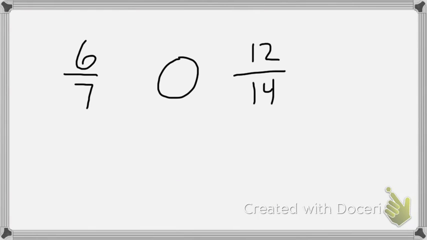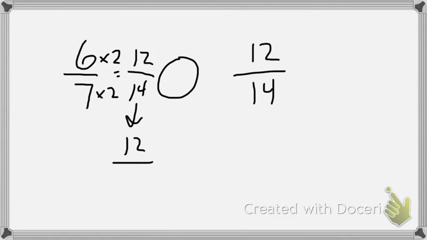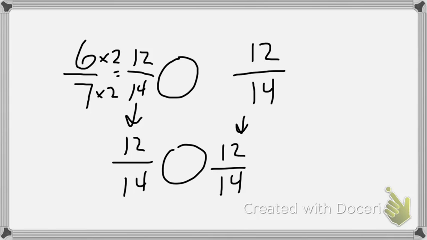Here I have 6/7 and 12/14. We need to find a common denominator. I know I can make 7 into a 14 by multiplying it by 2. So I don't have to do anything to 12/14. Whatever I do to the denominator, I also have to do to the numerator. When I do that, I find out that 6/7 can be 12/14. And this one already is 12/14. So these two fractions are equivalent. They are equal to each other.